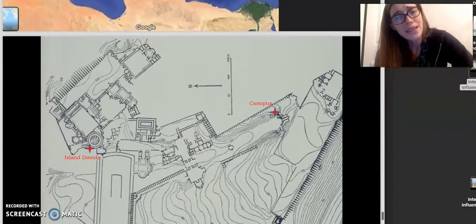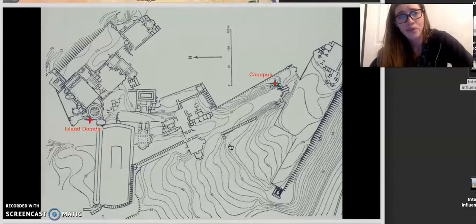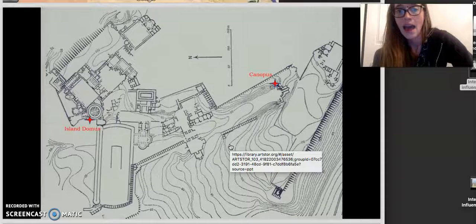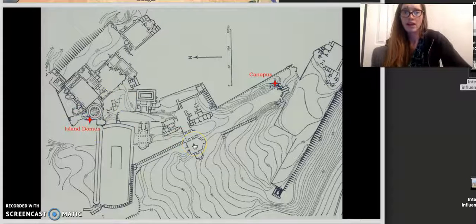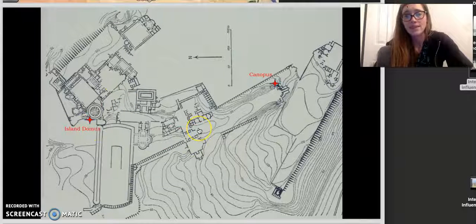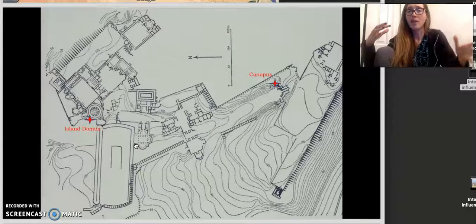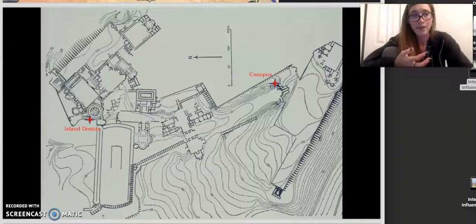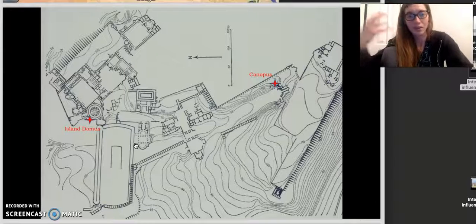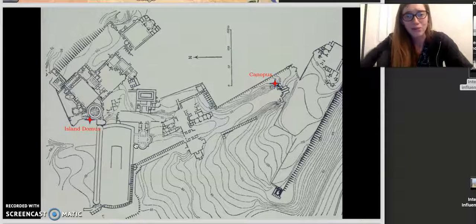So this is a map of Hadrian's villa, and we're just going to look briefly today at the Canopus, so that piece that is based on Alexandria, and the island Domus. And so a quick note on Hadrian's villa. As you can see, it is enormous. This plan here shows what has been excavated and what is known, but there's a lot of areas that we don't know what is there, and the villa seems to have continued beyond the boundaries of what we know.